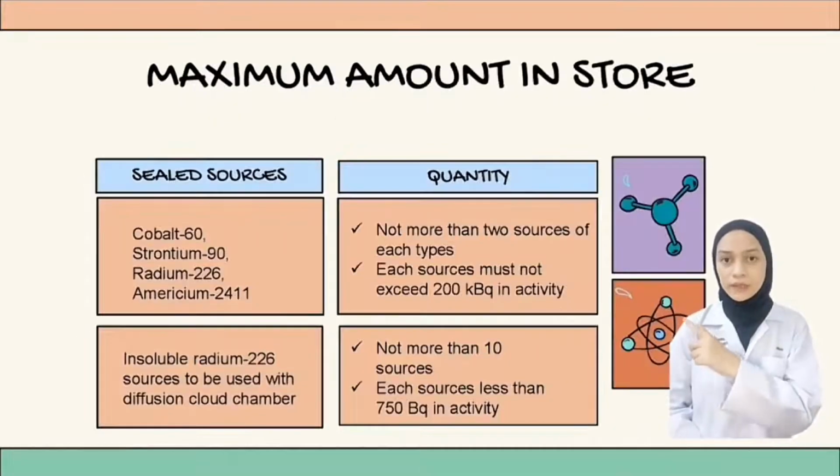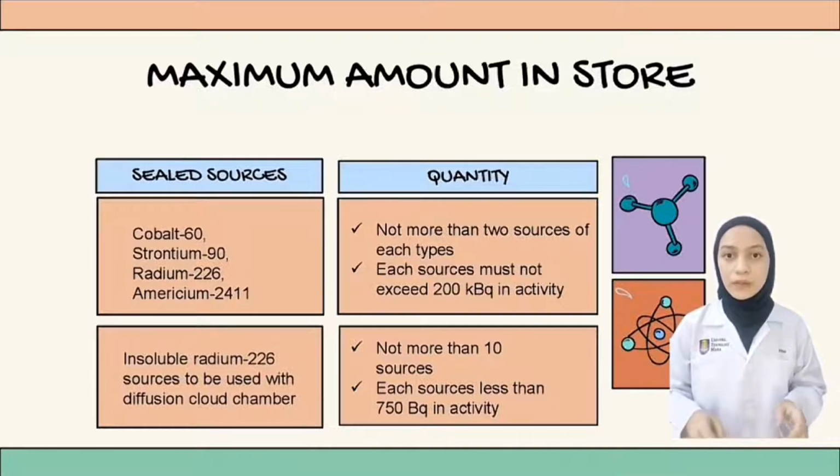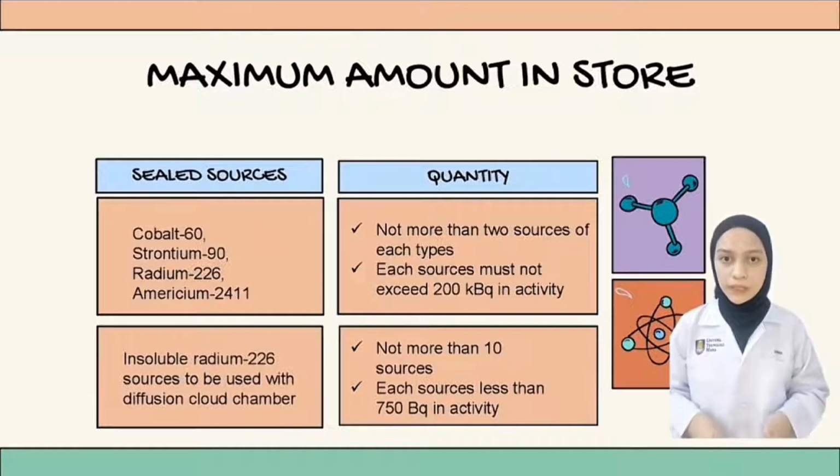This table shows the maximum amount of radioactive material in stock. Cobalt-60, strontium-90, radium-226 and americium-241 must be not more than 2 sources of each type, and each source must not exceed 200 kBq in activity. kBq stands for kilobecquerel. 1 kBq is equal to 1000 Bq.